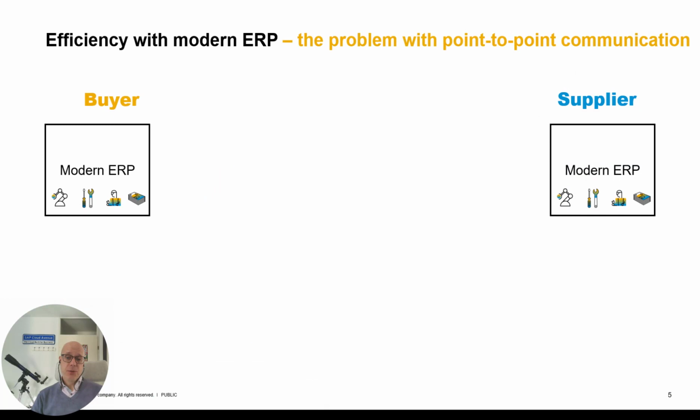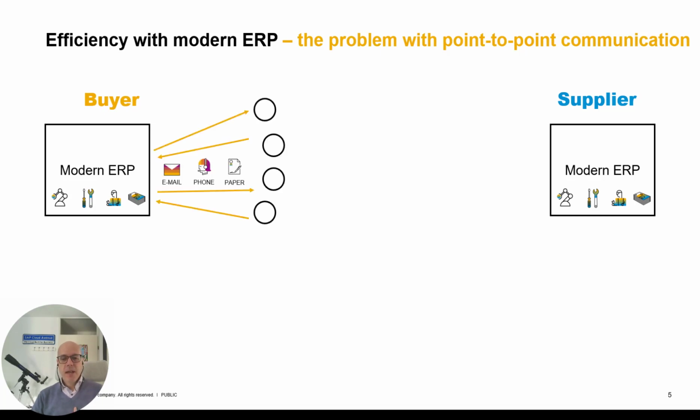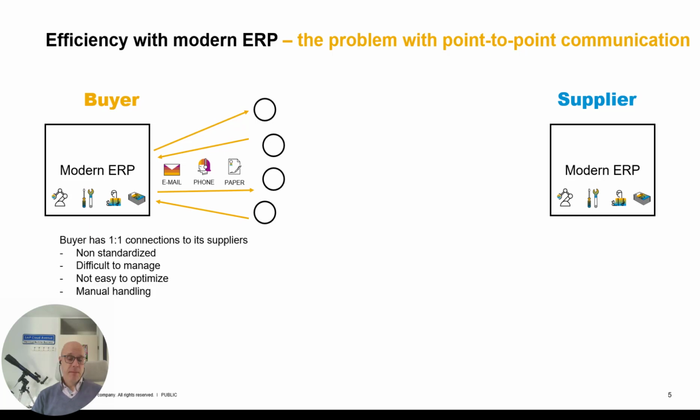Very often the situation is like I have here in this slide. A buyer has a modern ERP like S/4HANA Cloud, and the supplier may have their ERP as well. Now, the buyer very often still has point-to-point connections to their suppliers, meaning there's a lot of manual work, including emails, phone calls, paper-based ordering. Therefore, the buyer must manage all these one-to-one connections, which is, to say the least, not very efficient.